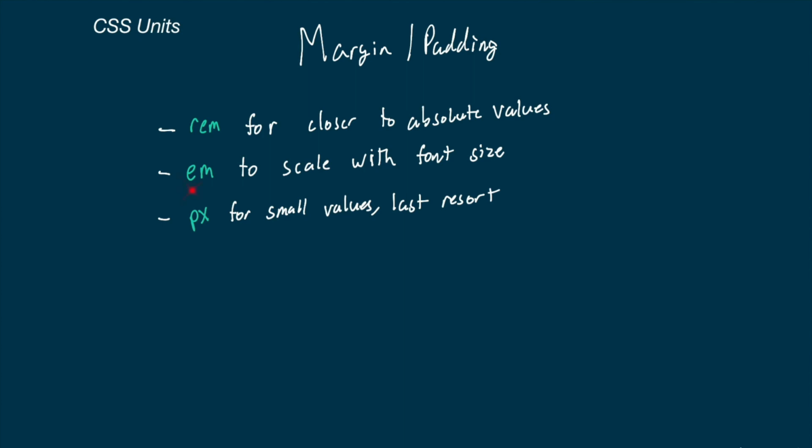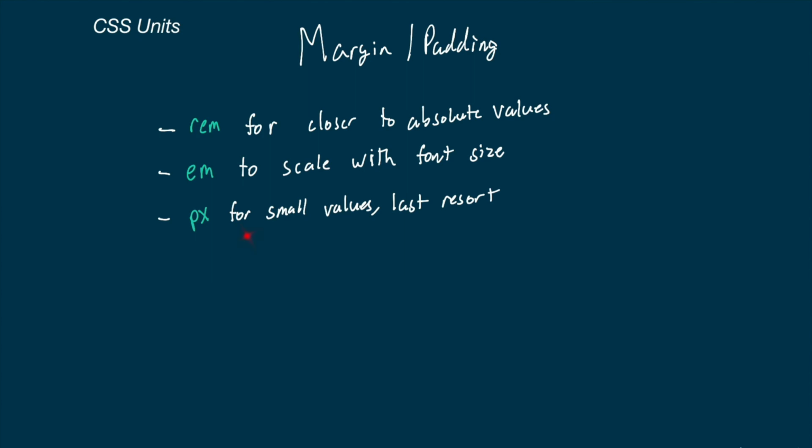However, sometimes the EM unit can be useful here as well. For example, if you have two sizes of the same element, you could use the EM to make sure that the margin and padding scales up with the larger font size. Finally, pixels can be used here, but again, I would be careful with this due to accessibility.